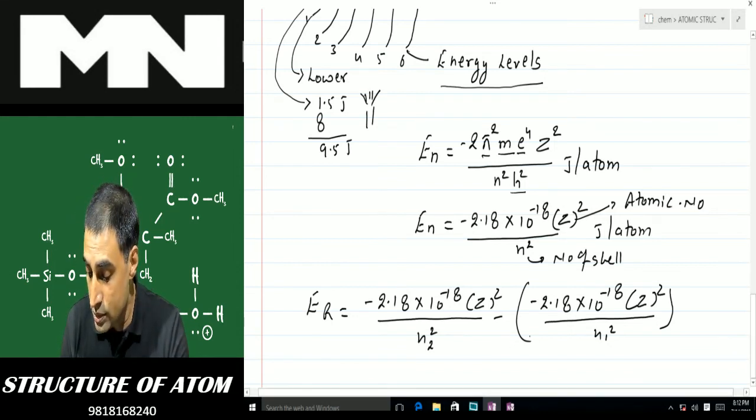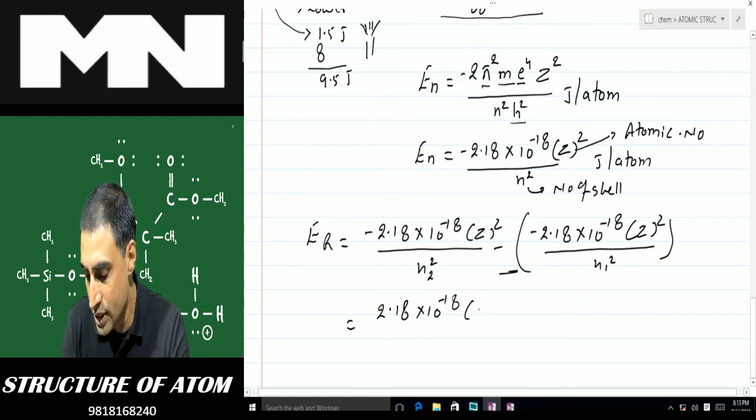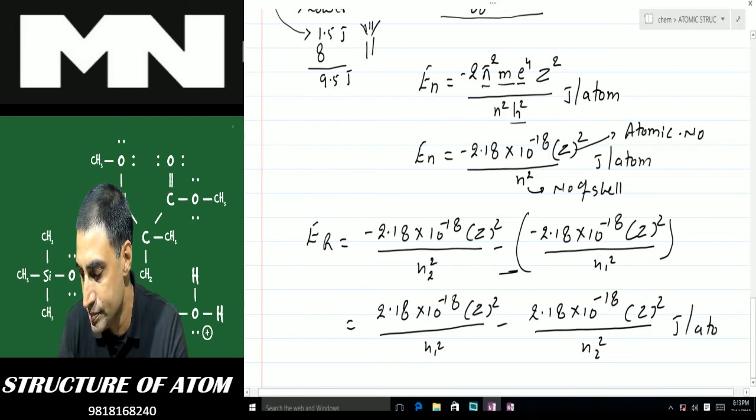Now, since we have got a negative sign outside this bracket, the sign will change inside. It will become positive value. So it will become 2.18 into 10 to the power minus 18 into z square upon n1 square minus 2.18 into 10 to the power minus 18 into z square upon n2 square. Again, the dimension is joule per atom.